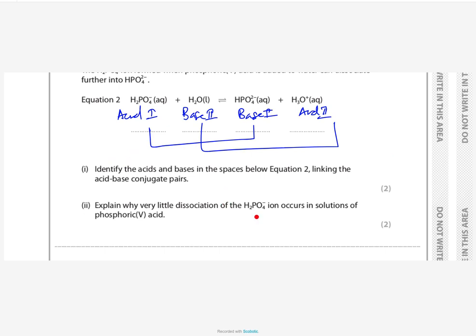Explain why very little dissociation of H2PO4⁻ occurs in the solution of phosphoric acid. We can use Le Chatelier's principle, right? Now see, in the product, acid is produced, right? So this acid produced will push this equilibrium backwards, according to Le Chatelier's principle. The hydronium ion produced will push the equilibrium towards the left.